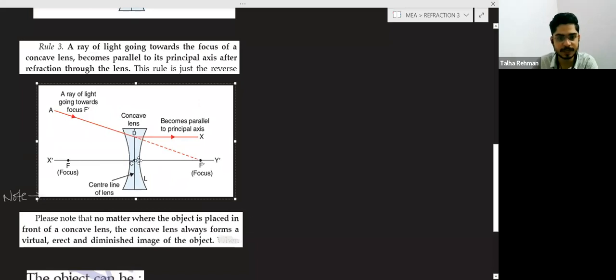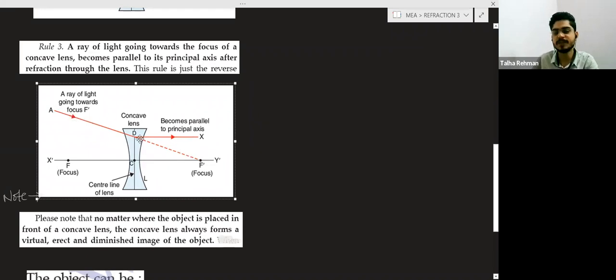Principal axis, this is the concave lens. So see here, a ray of light. After passing through the concave lens, this ray of light becomes parallel. If the ray of light becomes parallel, then when you extrapolate this line, or draw this line in this direction, it will look like this ray of light is going toward the focus.